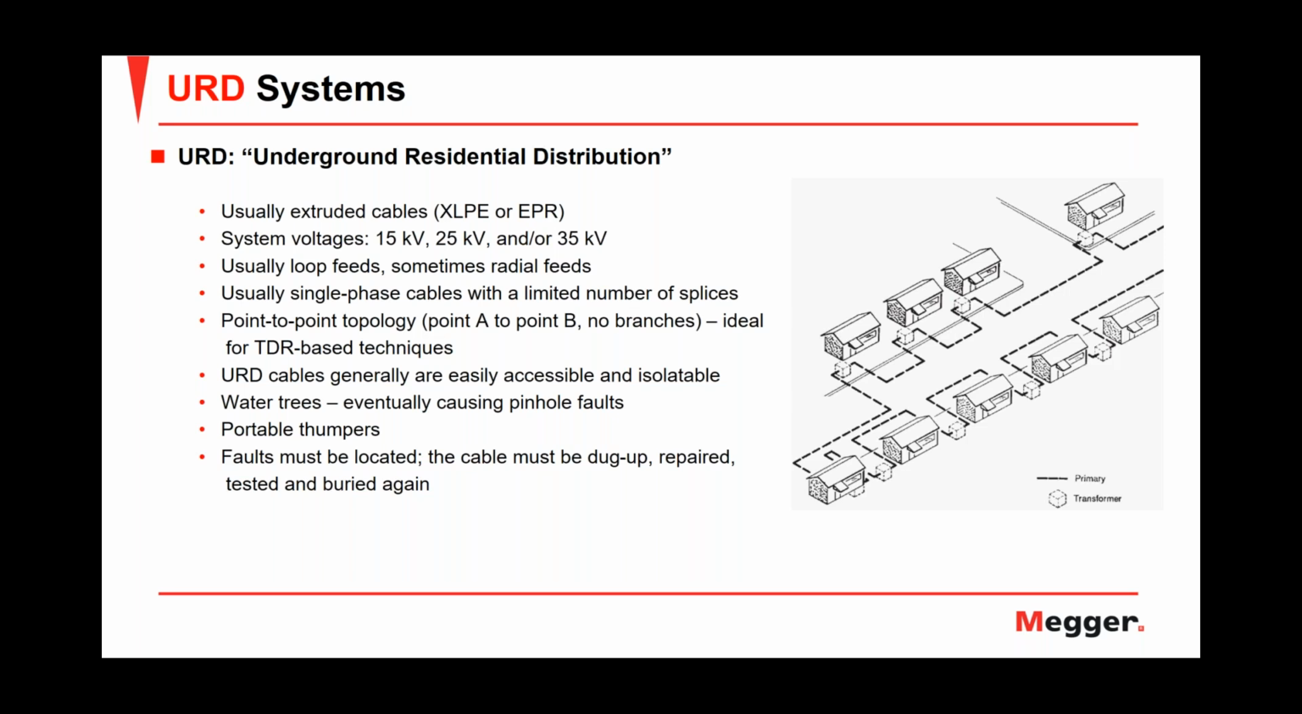Normally, we have a point-to-point topology. The cable goes from point A to point B. We don't have branches, which is very good for the TDR. So it's ideal for TDR-based techniques such as the arc reflection method. And in this case of systems, we can use portable thumpers. So for this reason, it's very nice to have the arc reflection method for these URD systems.